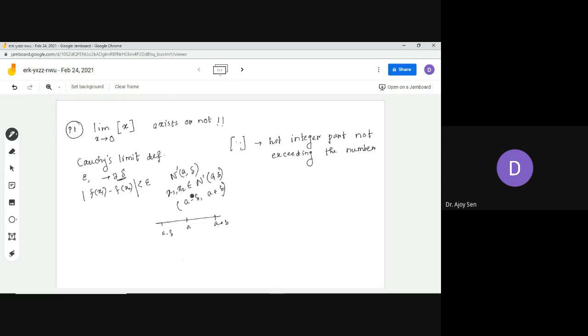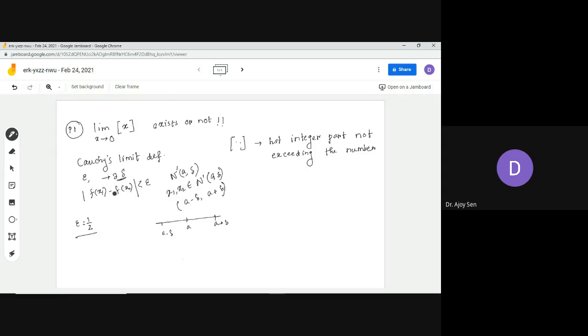So whenever x1 and x2 lie in this region, we should have that mod of f(x1) minus f(x2) is less than epsilon. That was the Cauchy definition. So you have to choose epsilon. I am saying you can choose epsilon to be half. You take epsilon to be 0.5 and choose x1 and x2 cleverly.